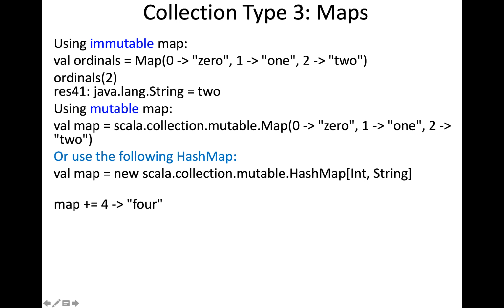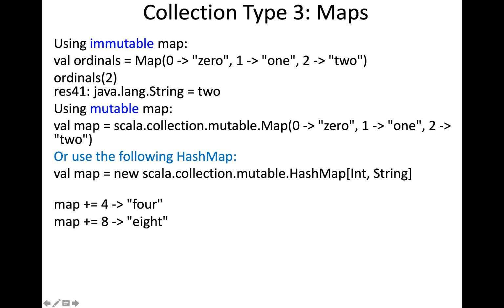Then to populate this map, you can use this plus equal operator. That is like adding a key value pair to your existing map, and this is the key and this is the value. So I am adding one key value pair to my existing map. You can add more key value pairs, and another key and value I am adding.